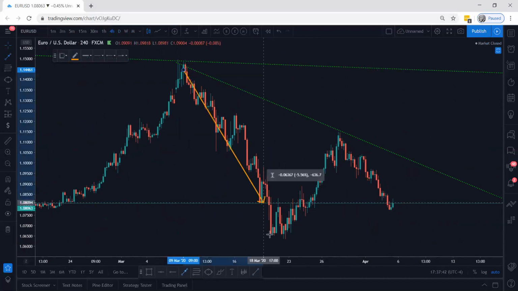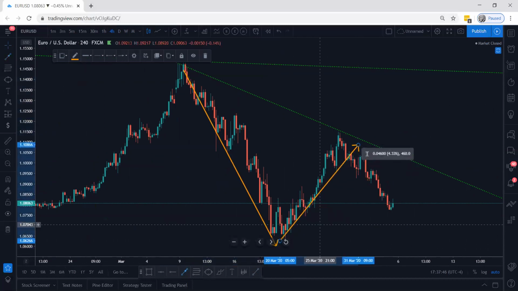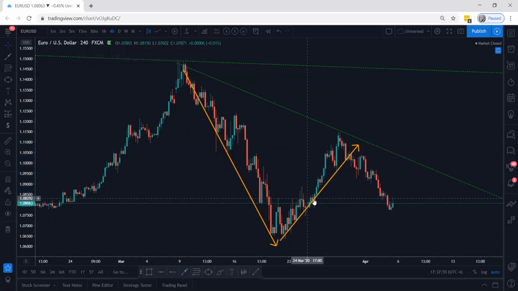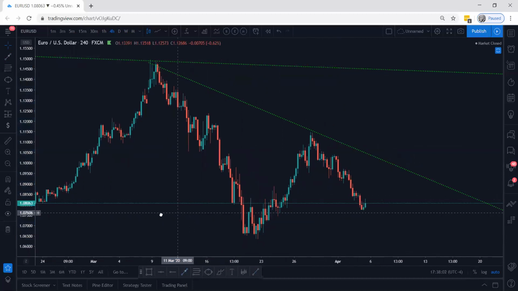I have my impulse. I have a correction. I have a continuation. So I want to see what price is doing on the lower time frames to try and predict what's going to happen next. So these are just confirmations that I'm in a downtrend, that I'm continuing to be in a downtrend.